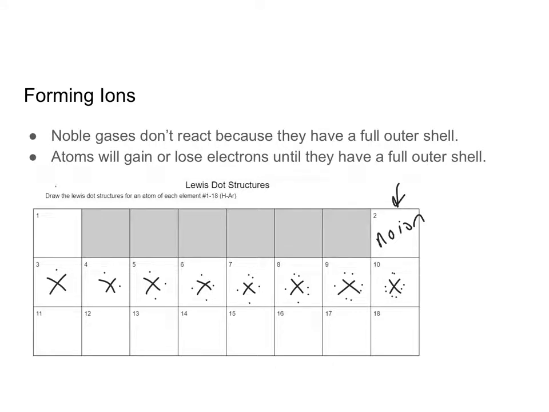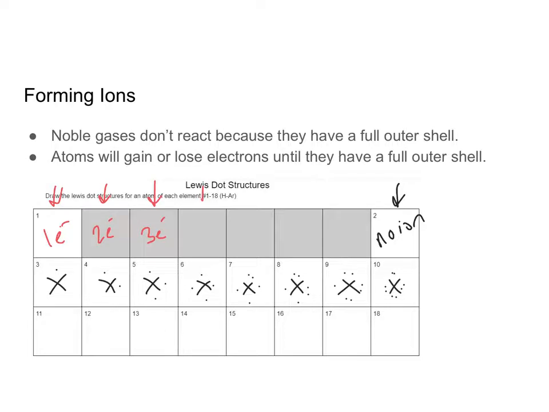So if we look at column number 1, remember they have 1 valence electron, so they are going to lose 1 electron. They're going to get rid of that 1. In this column right here, they can either gain 6 or they can lose 2, and so they're going to lose 2 e minus. This column here can either gain 5 or it can lose 3, and so they're going to lose 3 e minus.